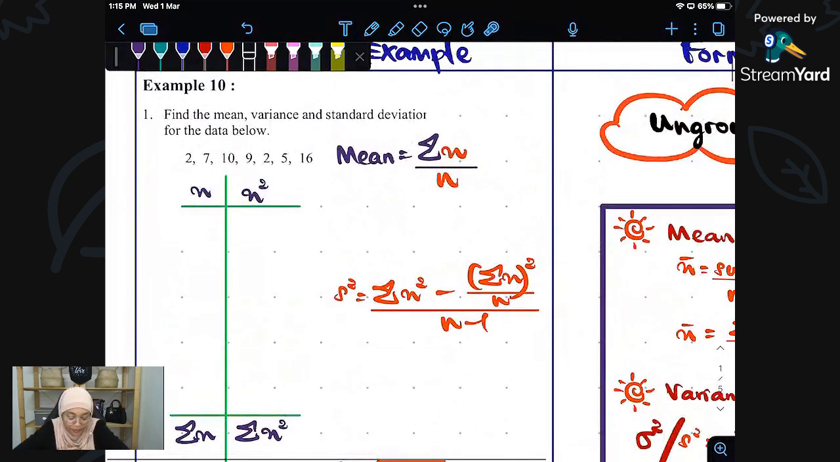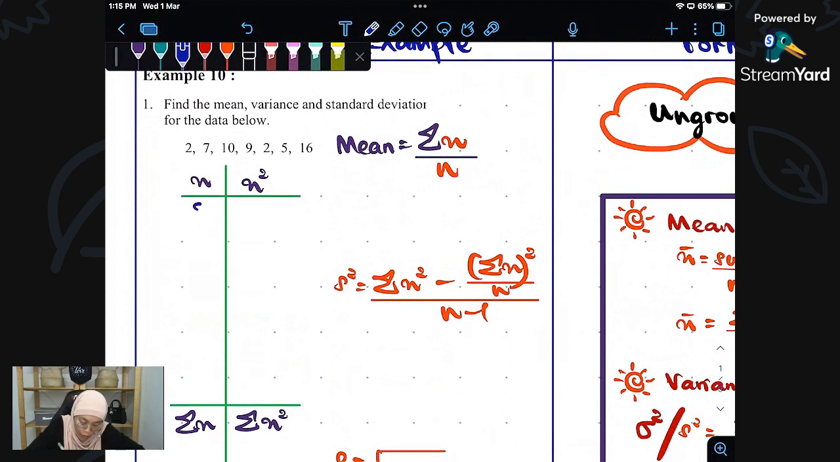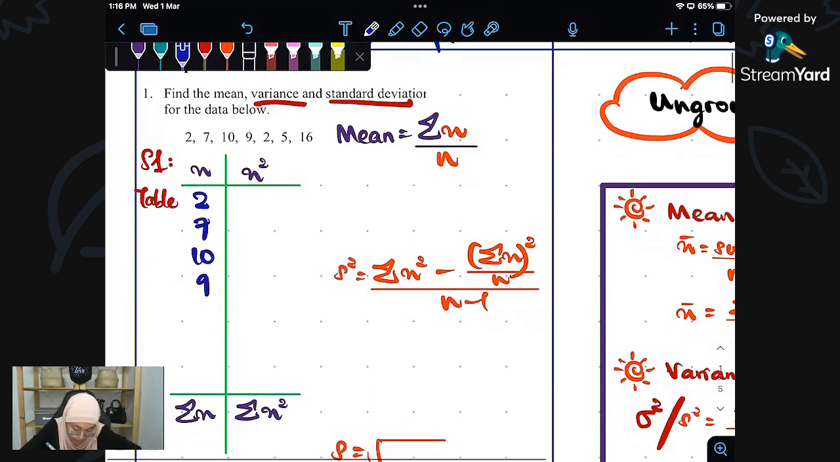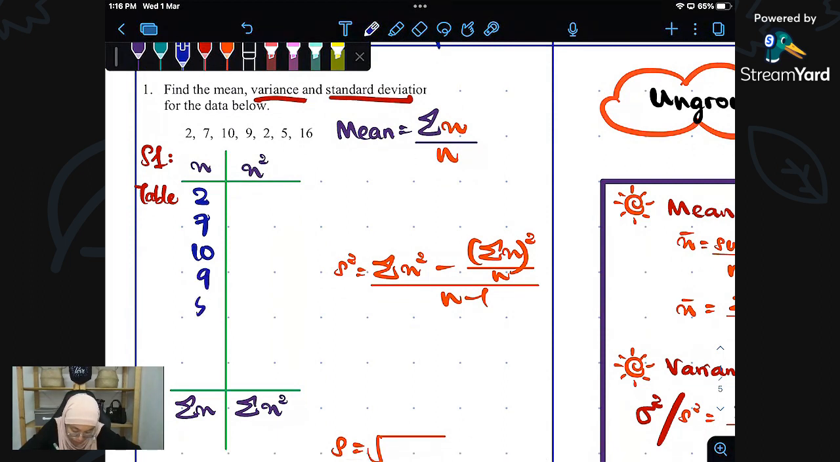Alright, so let's find this. Insert the data into the table. Basically step 1 to find the variance and the standard deviation is that it is a must to do a table. The table will help you a lot in not making so many careless mistakes. So you put in the data 2, 7, 10, 9, 2, 5, and 16.